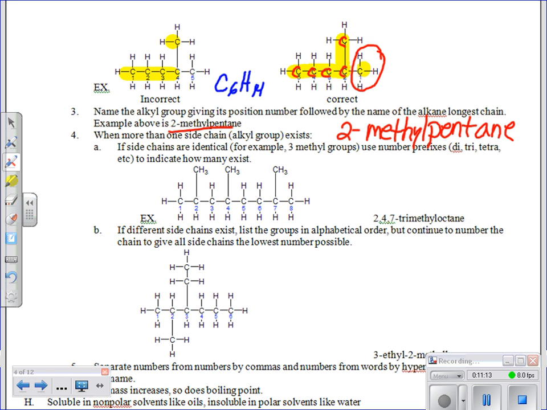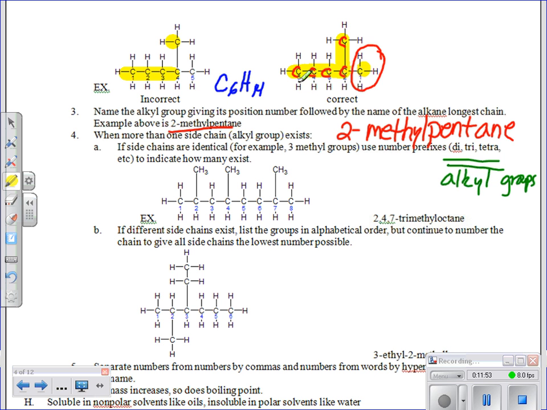When more than one side chain exists, so sometimes you'll have more than one alkyl group, you possibly have to use prefixes if your alkyl groups are going to be the same. If you've got 2 methyls or 2 ethyls or 2 propyls or 3 of those, you're going to have to use some prefixes. The prefixes that you would use are these: di, tri, tetra. Those prefixes are used for alkyl groups if you've got more than one of them. So for example, let's just do this right here.